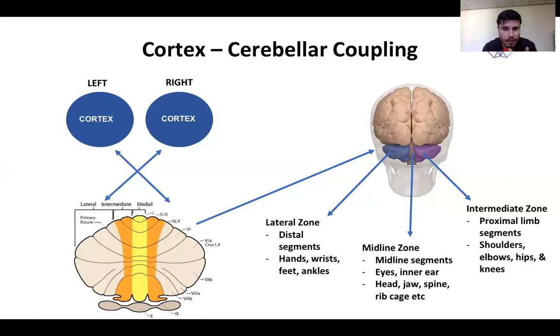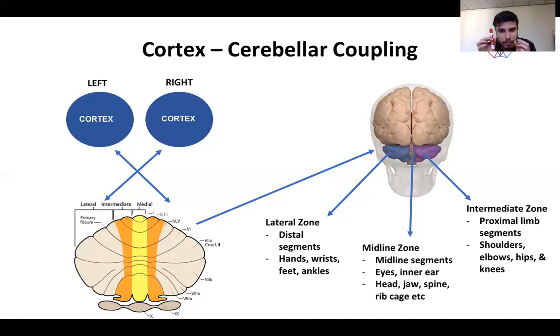So if we move from this yellow layer, the midline zone, laterally into the orange zone, again, just to go through it in a little bit more detail, this is the portion of the cerebellum that coordinates the control of our proximal limb segments. So we're looking at the shoulders, the elbows, the hips, and the knees. And then moving even more laterally into the brown zone, this is the lateral zone. So this is the zone that coordinates the control of our distal limb segments. So the hands, the wrists, the feet and the ankles.